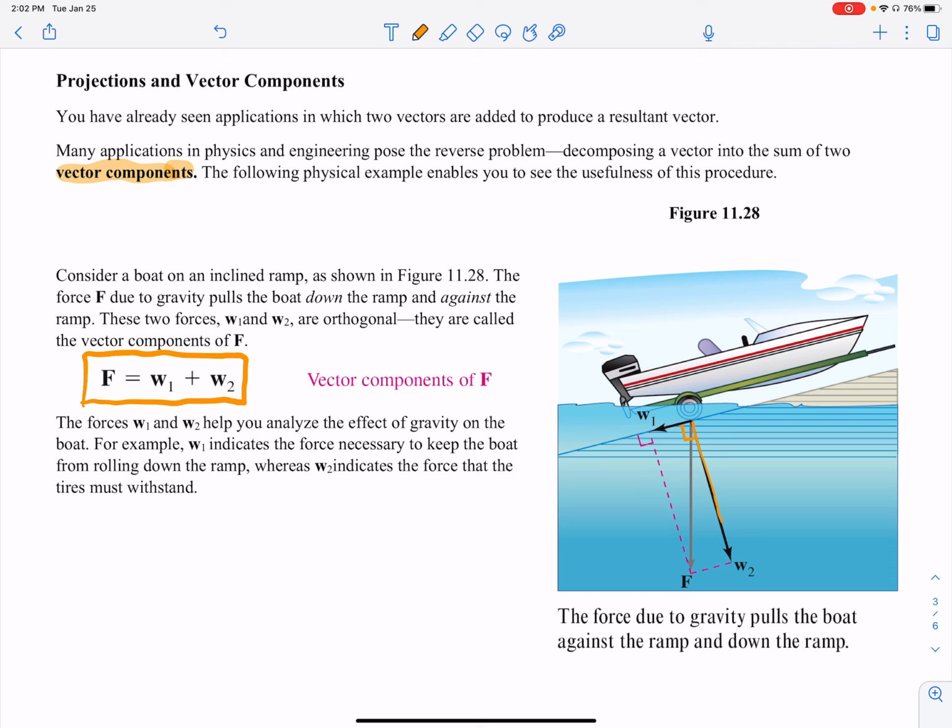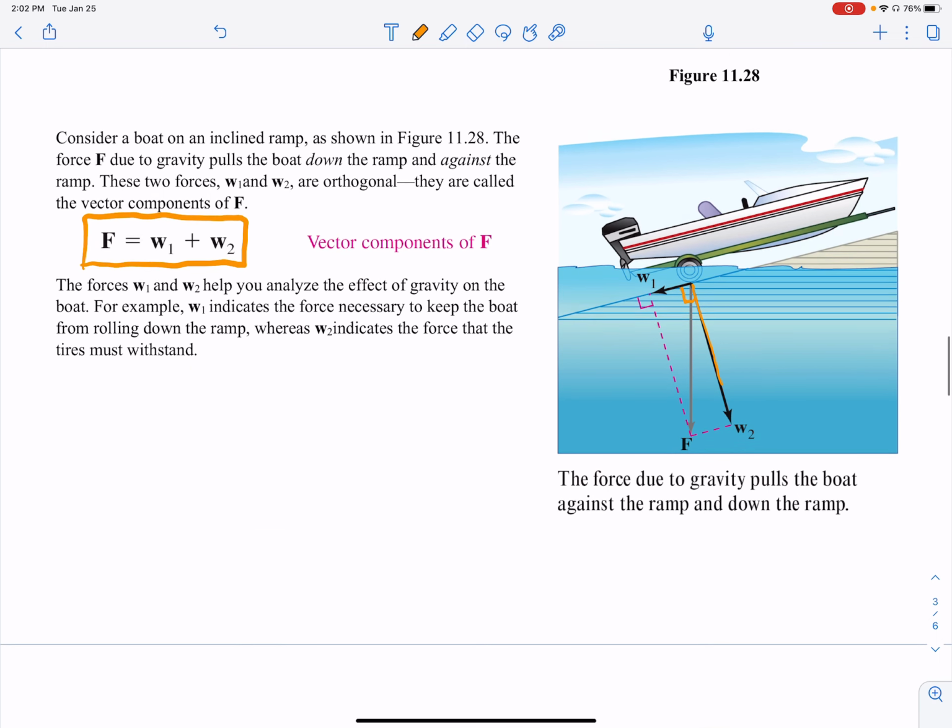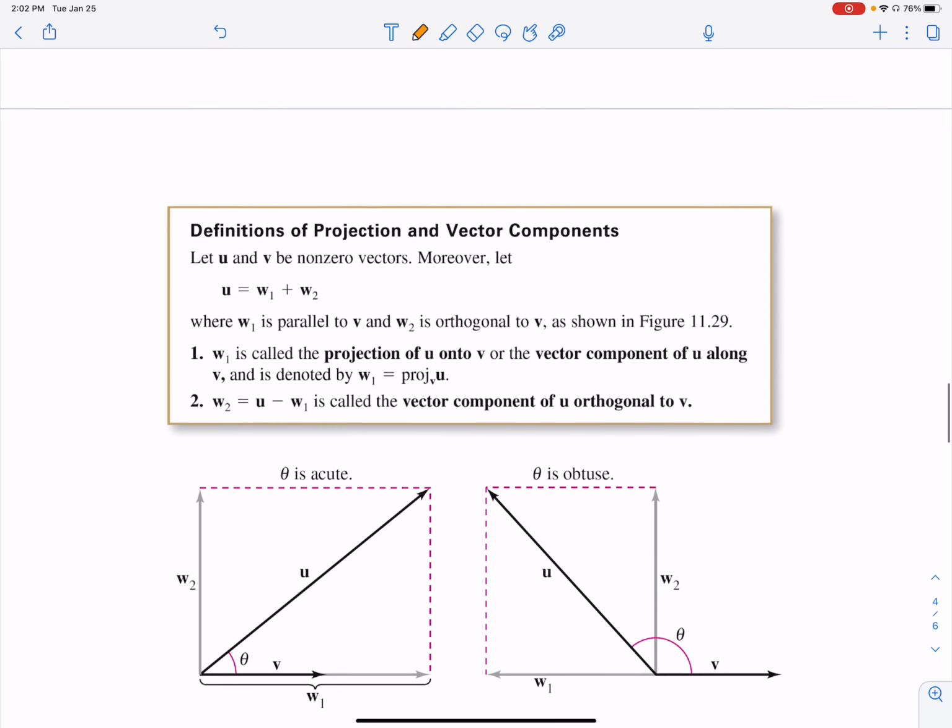W1 indicates the force necessary to keep the boat from rolling down the ramp. If I could take another force and put it against W1, we're going to actually do this problem in a little bit, it'll keep the boat from rolling down. Whereas W2 indicates the force that the tires must withstand. So W2 is a force going down from the tire. Okay, so I'm just going to leave it there. We're going to come back to this problem in our next video, an application video.